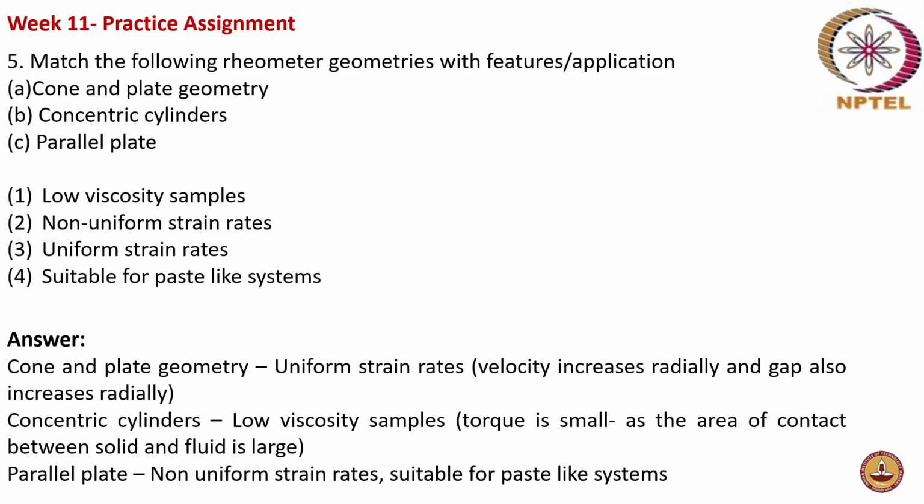And finally, parallel plate, you do not have uniform strain rates. Okay, because as we have seen in cone and plate geometry itself, the velocity increases radially. Okay, in case of cone and plate, due to the conical nature of the top plate, you will have the gap also increasing radially, which matches the velocity increase. Whereas in case of parallel plate, there is velocity increase radially, but there is no gap increase. It's a uniform gap. So this leads to non-uniform strain rates, but it is suitable for paste-like systems.